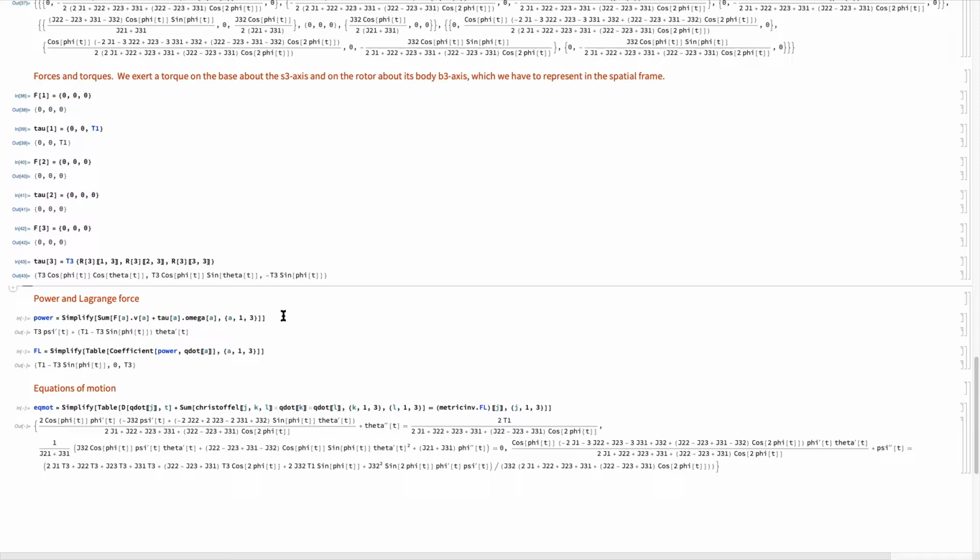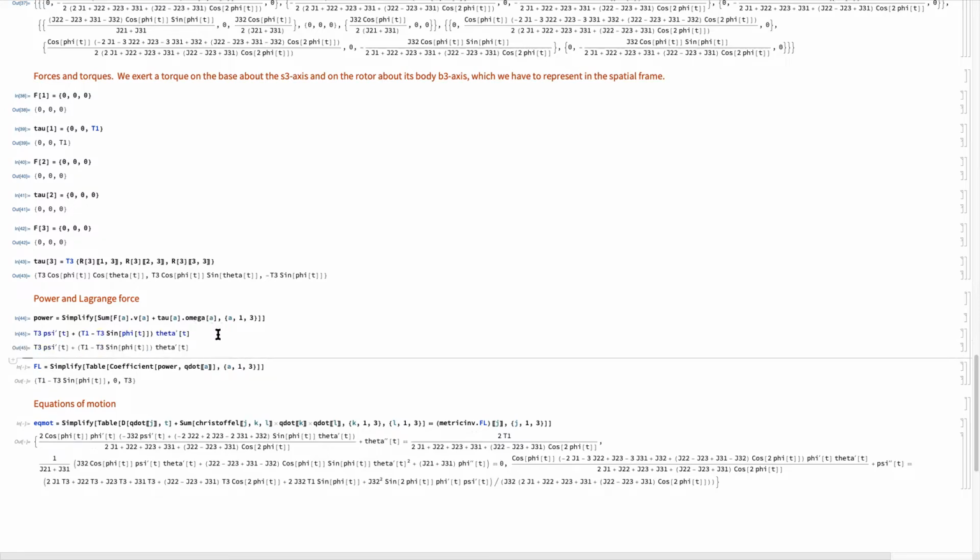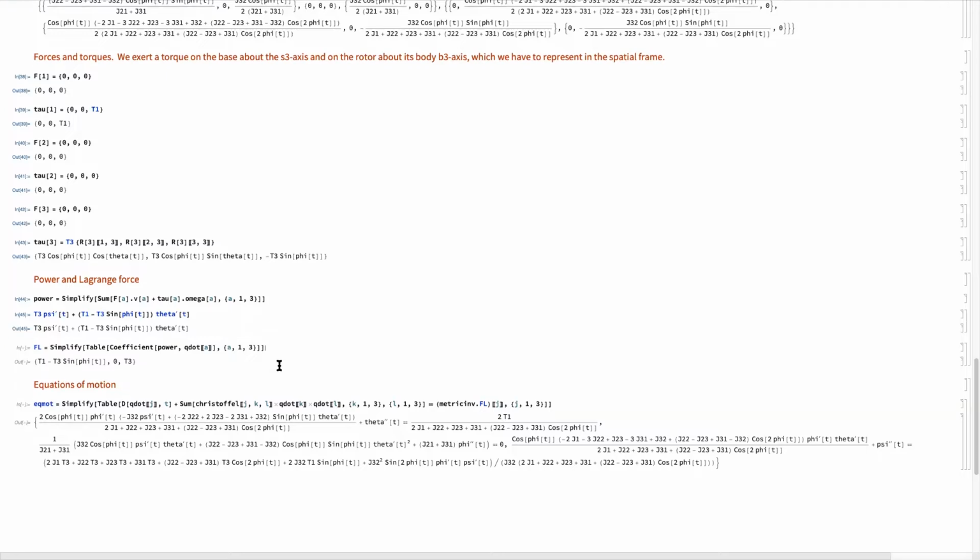Once you have the Newton-Euler forces and torques, then you write down the power. The power is just summing forces times velocities and torques times angular velocities, and it turns out to be quite simple in this case. Now, to calculate the Lagrange force, you take the power, which is this expression right here. On paper, I read off the coefficients of the velocities.